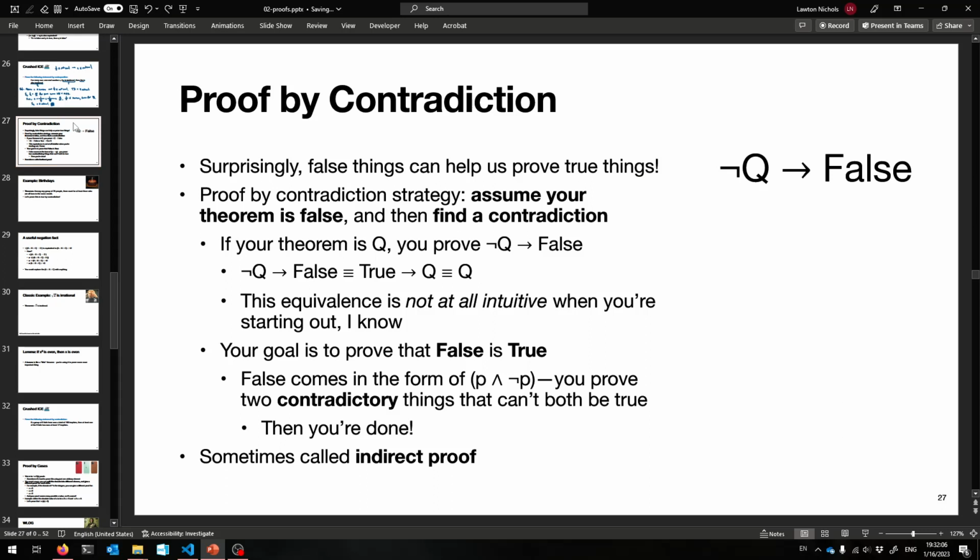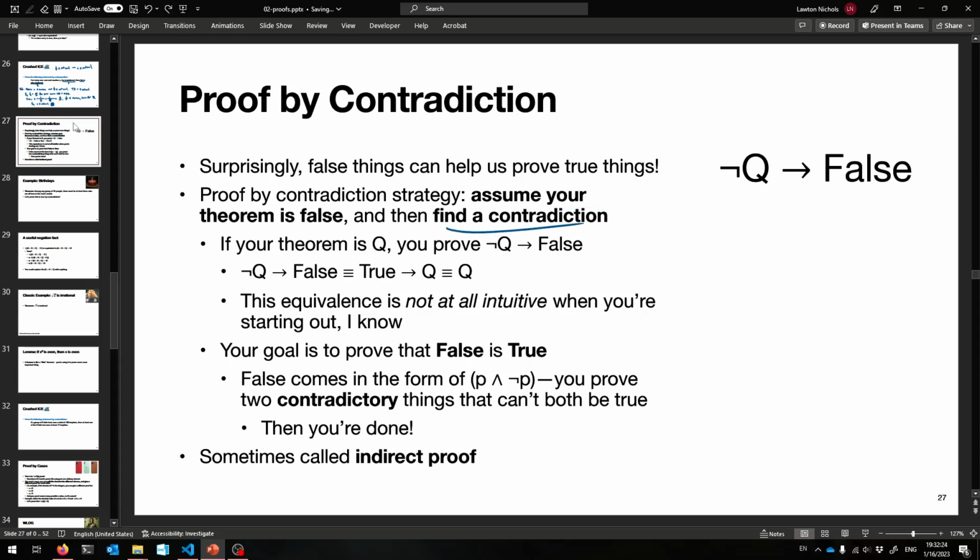But here's the proof by contradiction strategy. It's slightly similar to direct proof, but very different, all right? So here is the proof by contradiction. Assume your entire theorem, which maybe itself is an implication. Assume the whole thing is false. Assume that the thing you're trying to prove is false, all right?